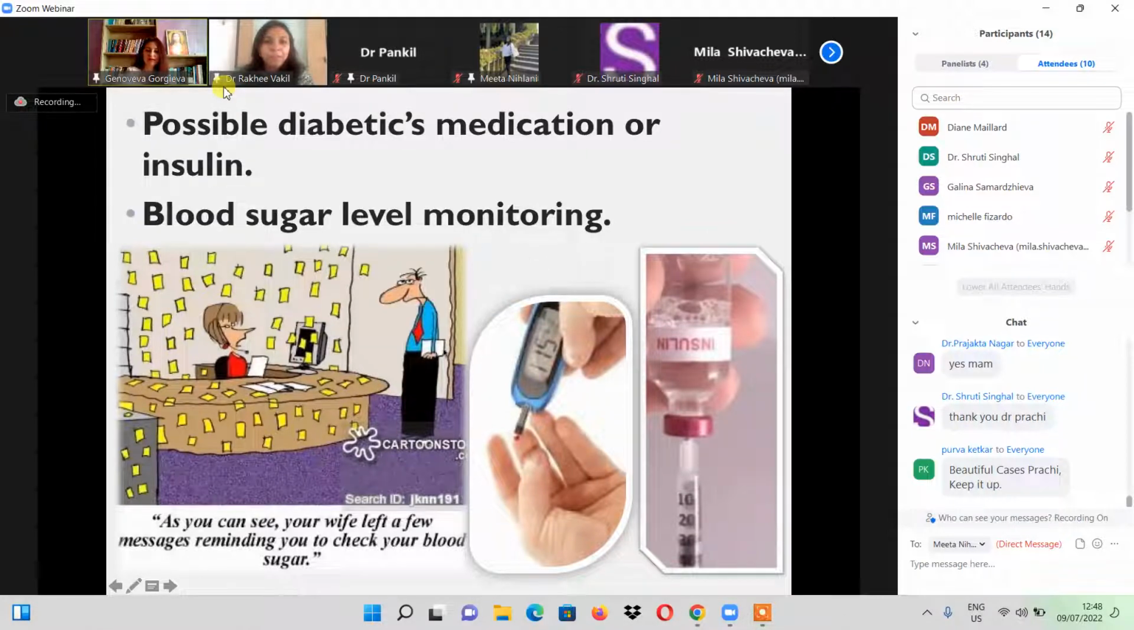Blood sugar level monitoring is very essential. You have to keep checking your sugar levels all the time. You cannot ignore any part of it. As you see, your wife left a few messages reminding you to check her blood sugar levels. So one has to be very, very agile. And if you do not maintain your blood sugar levels, you may be landing in soup if you're having diabetes.